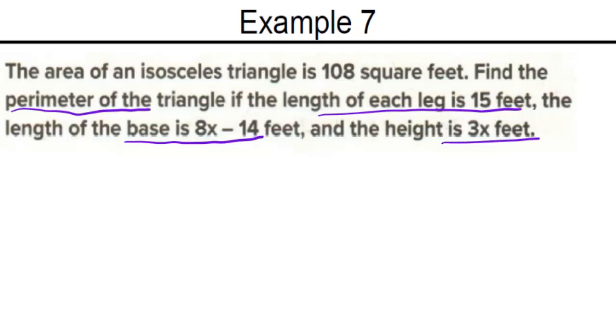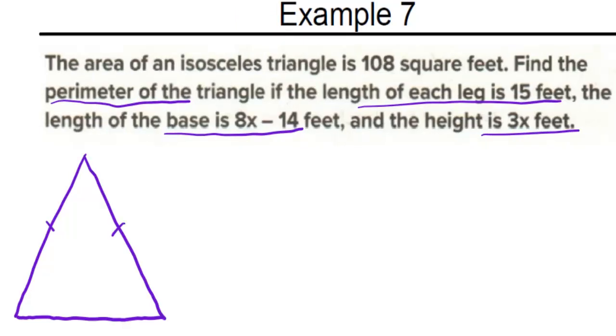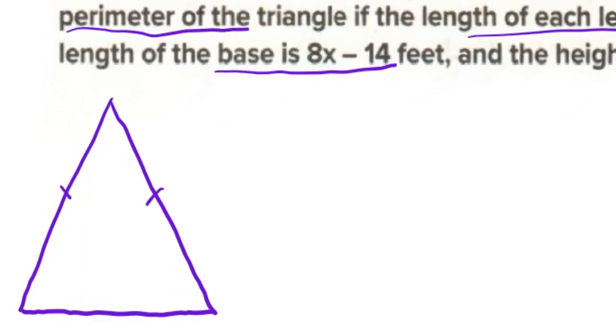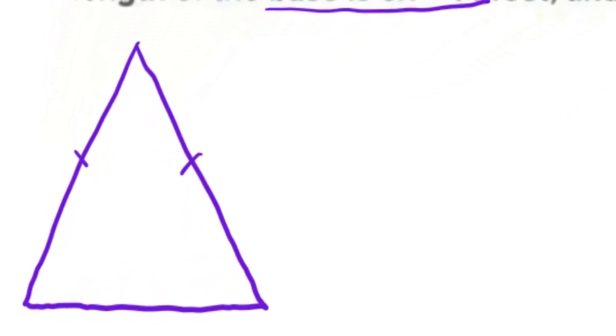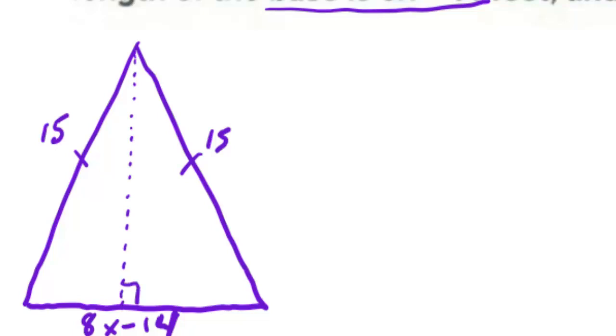Now the best thing to do here is to draw a picture. And because they said it's an isosceles, that means two of its side lengths are the same. And they said they were both 15, so those are the legs right there, 15. And then the base value is 8x minus 14. They also told us that the height goes from the top straight down to the base, forming a 90-degree angle. So that height right there is 3x. And of course, they told me that the area is equal to 108.